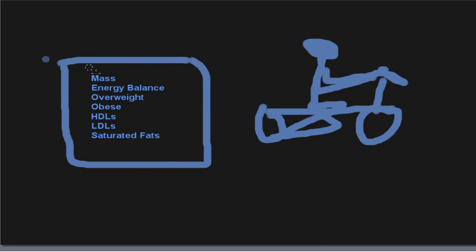Mass is basically how much stuff is in you, or you can also say how much you weigh, but it's not exactly the same thing. Mass is how much matter is in you. Energy balance is the balance between the amount of energy you take in and the amount of energy you use. Overweight is above 25 of your BMI, and it's not healthy. And obesity is a more extreme version where it's above 30 and it can cause severe health problems.